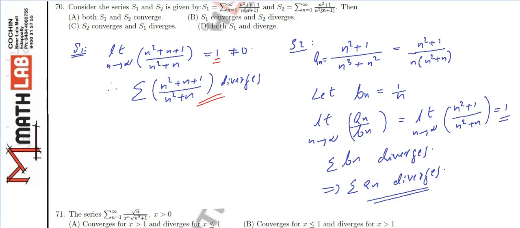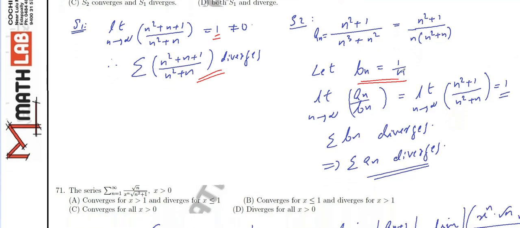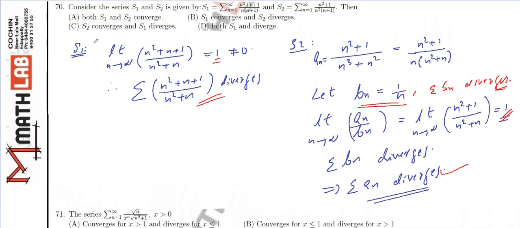In the second case, the numerator is a second degree one, and the denominator is a third degree one. From the denominator, you take one n out and choose bn equal to 1 by n, and apply the limit comparison test with this 1 by n, so that you will get a finite limit. We know that sigma bn is a harmonic series that diverges, and therefore sigma an also diverges. So both of these series diverge.